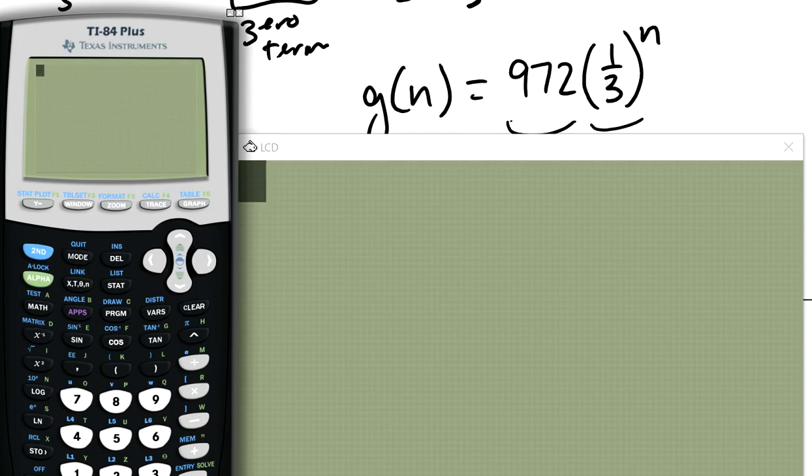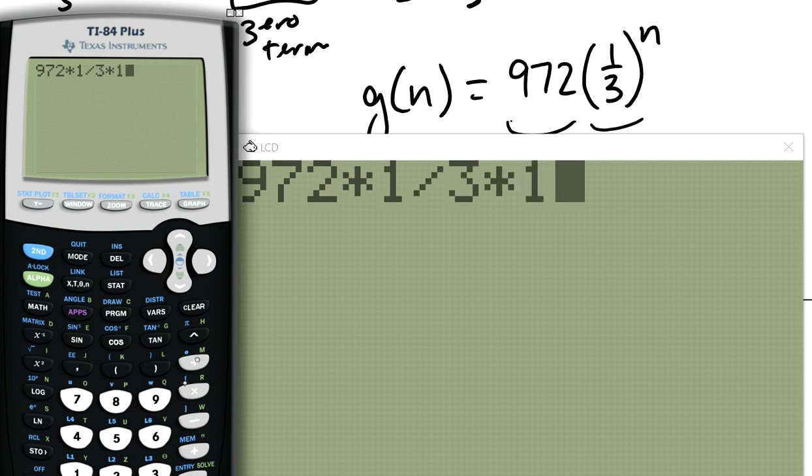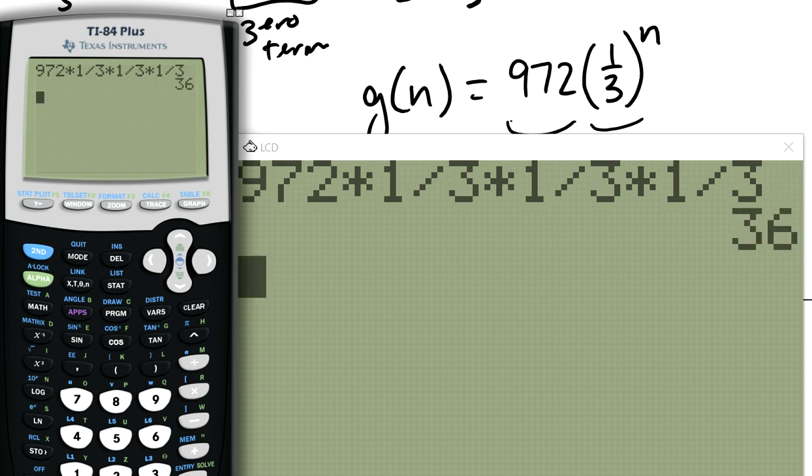I do a lot of arithmetic, I do a lot of this stuff, but honestly, it's always good to go back and look at a computational device and just verify. 972 times 1/3 times 1/3 times 1/3. That's crazy looking, but you can see it's exactly the number 36.